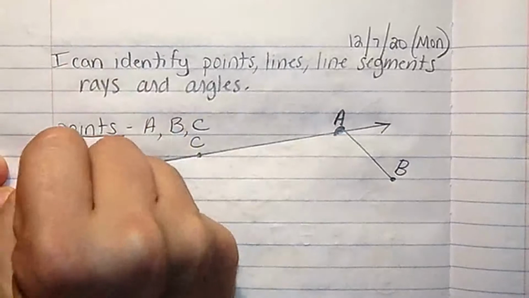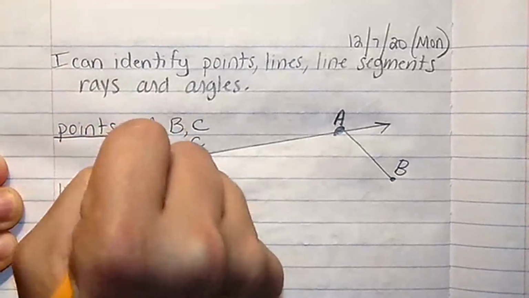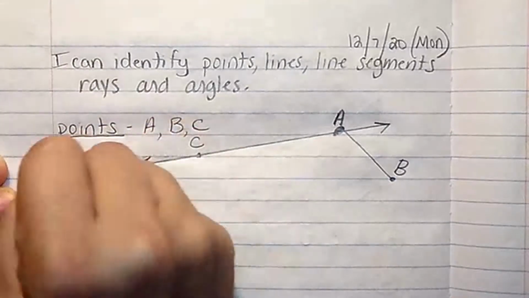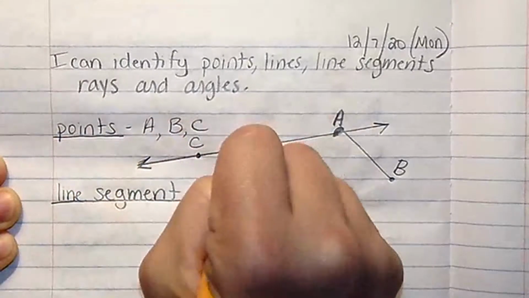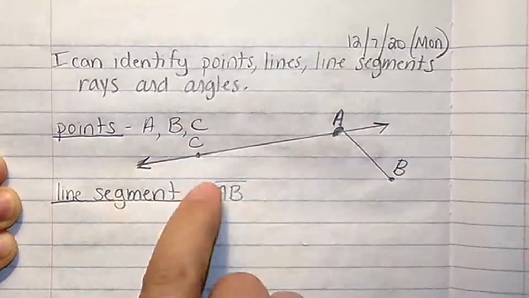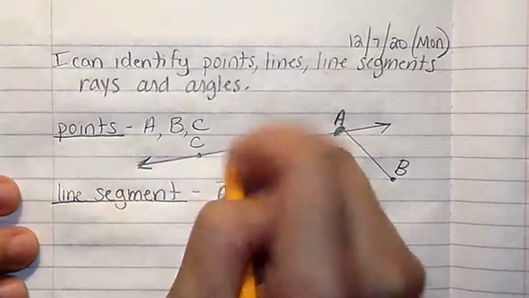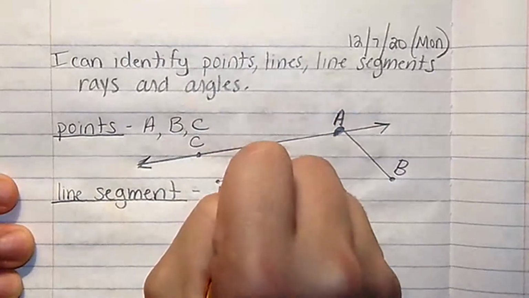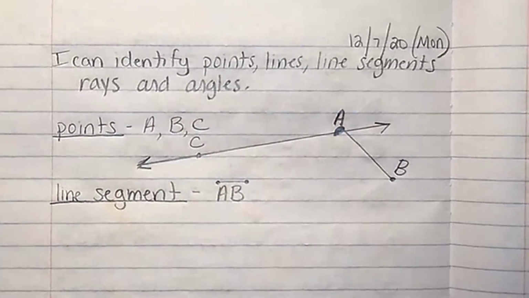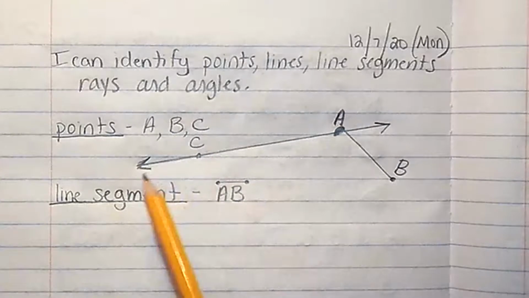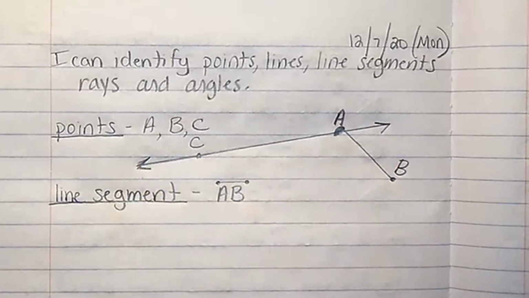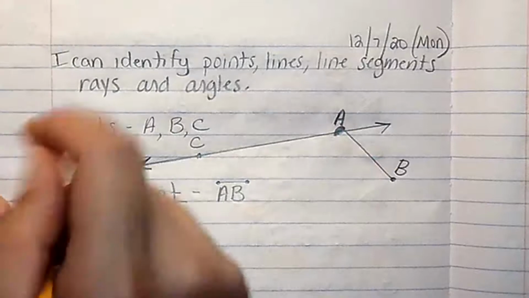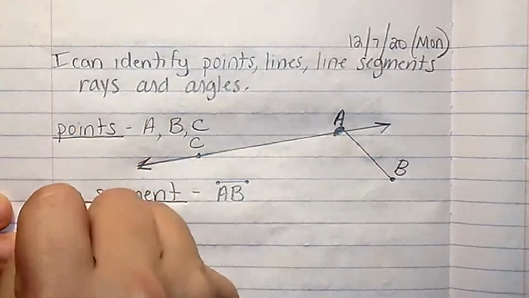AB is called a line segment. We call it AB. And I make just a little line above it, but really it has an ending point here and an ending point there. It doesn't keep going forever. This has arrows on it. It keeps going in both directions forever and ever and ever. So we call that one a line.